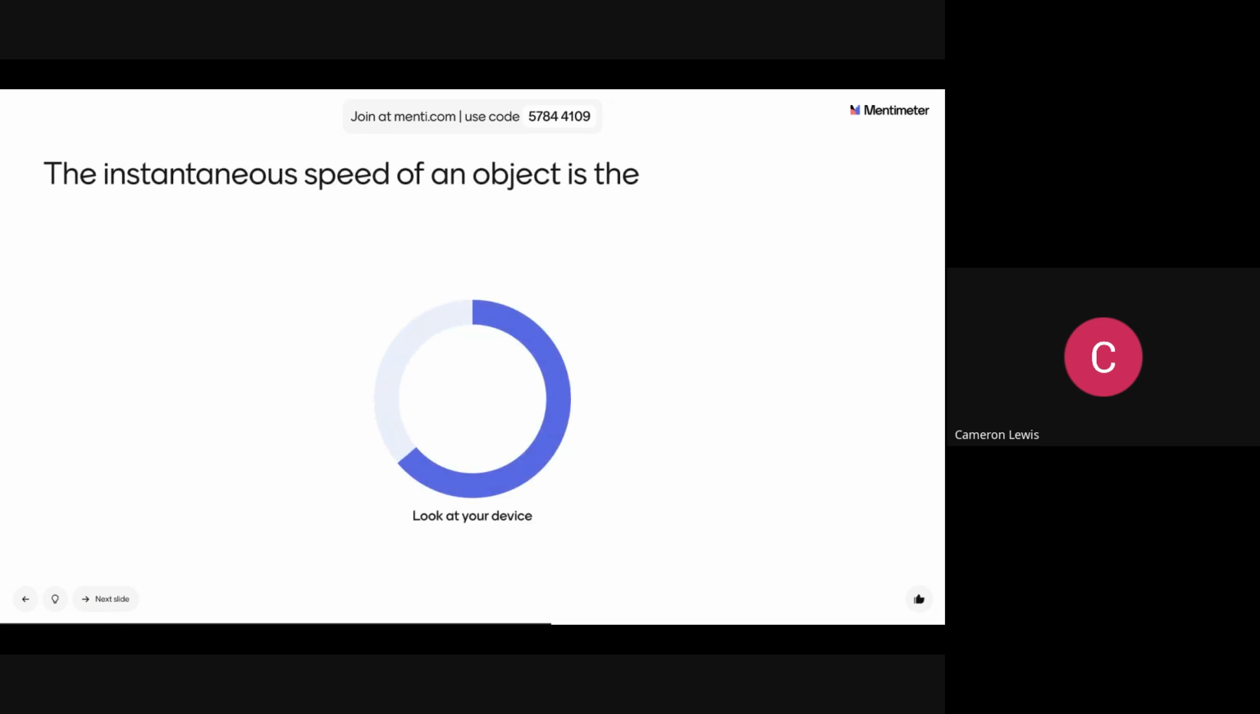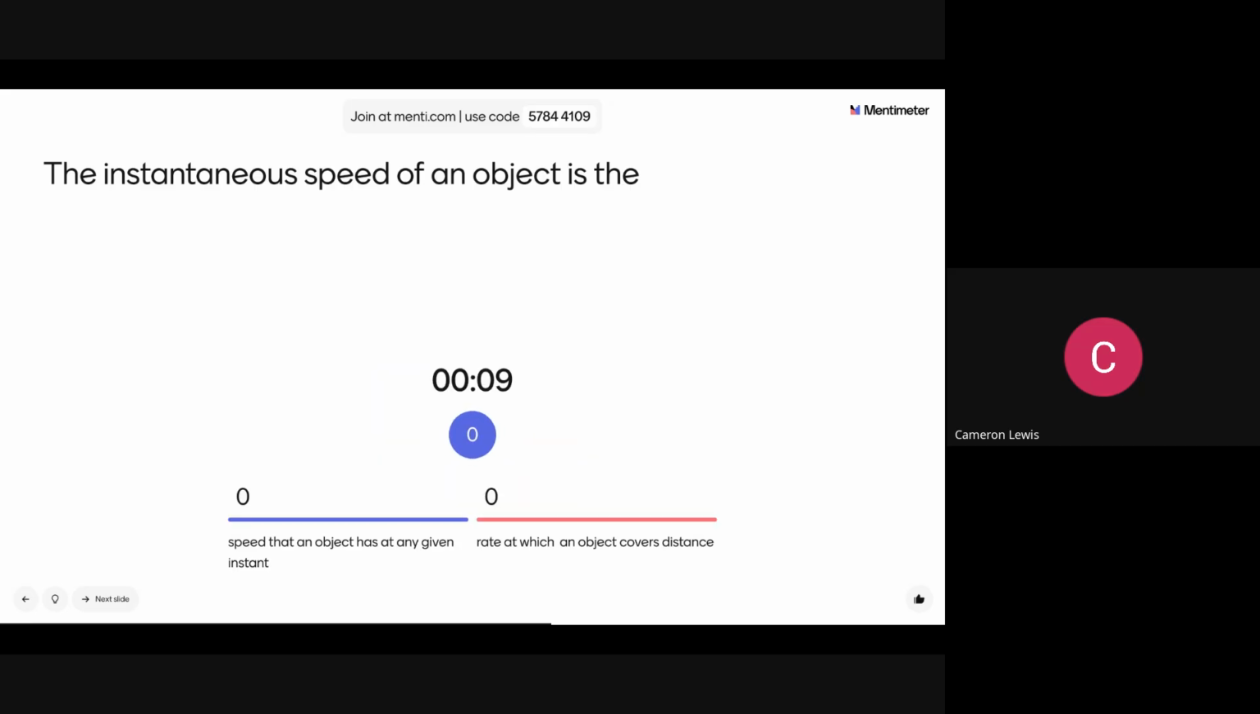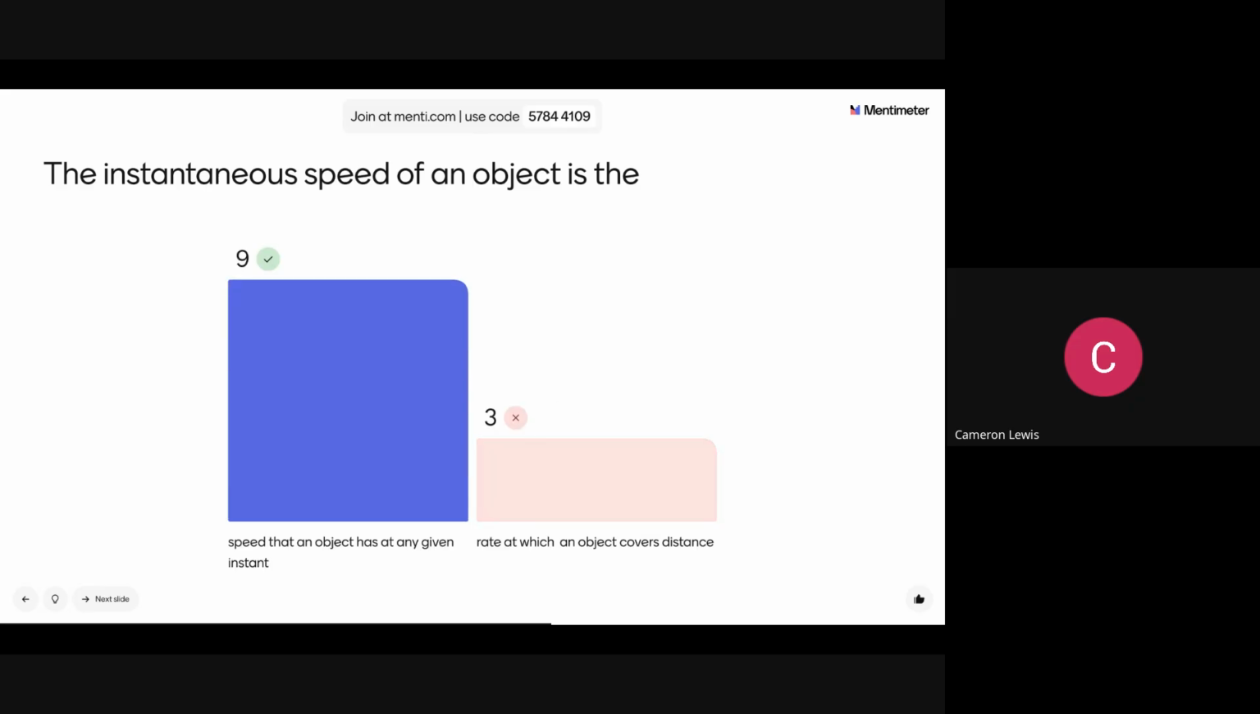All right. Now, these concepts were involved in here too. We got instantaneous speed of an object, right? So the instantaneous speed of an object is the speed that an object has at a given instant, or the rate at which an object covers distance. So the speed that an object has at any given instant.